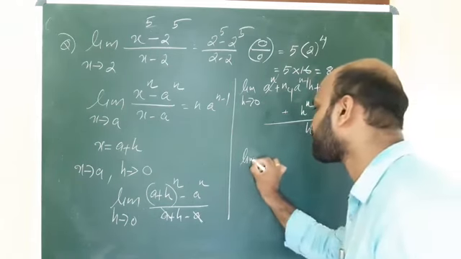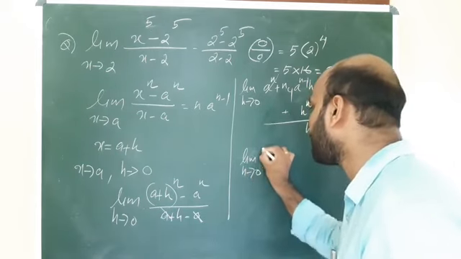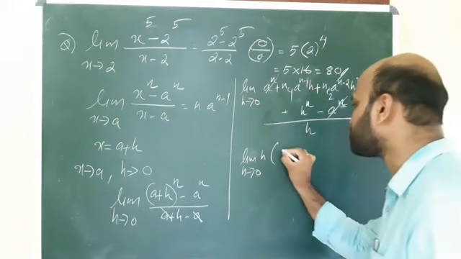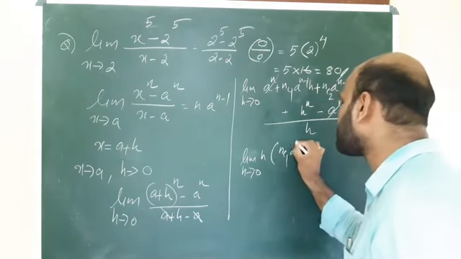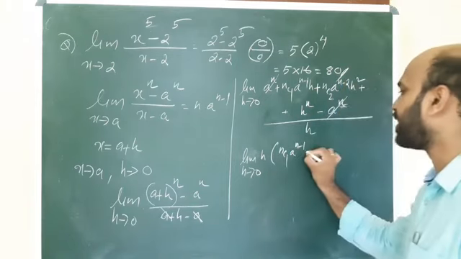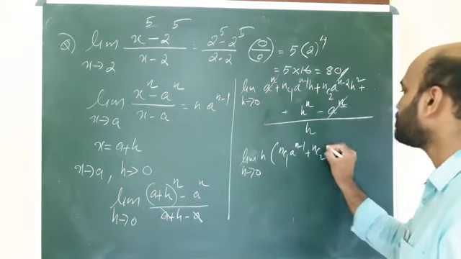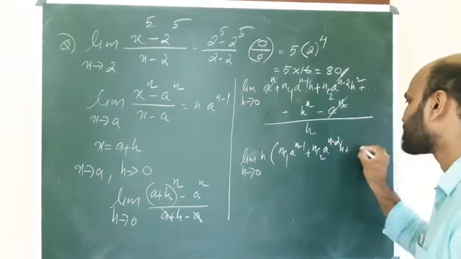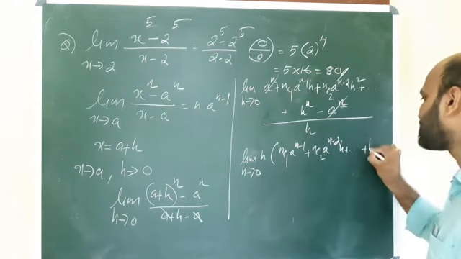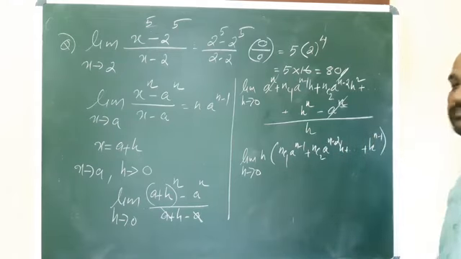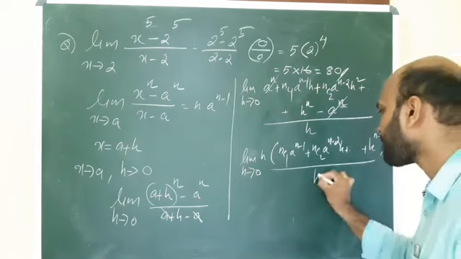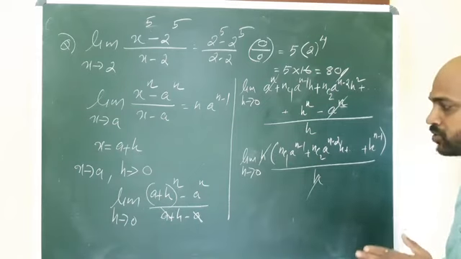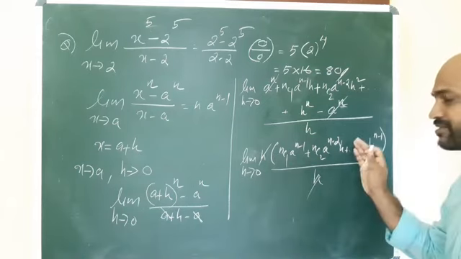So we get limit h tends to 0, h into, if you take h common, the first term changes to nC1 a raised to n minus 1. Second term will be nC2 a raised to n minus 2 into h, etc. What about the last term? h raised to n minus 1, whole divided by h. So we can cancel h. Now we have to substitute h equal to 0 in this function.